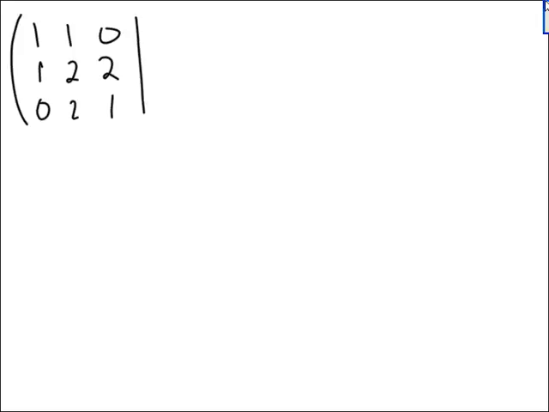Suppose we want to find the inverse of this 3 by 3 matrix: 1, 1, 0, 1, 2, 2, and 0, 2, 1. I want to find the inverse of this matrix. First thing you do is you say, well, it's a square matrix, so maybe there's an inverse. And you augment it with the identity matrix. There is no inverse if, when you reduce this, you don't get the identity. That is, you get a row of zeros.